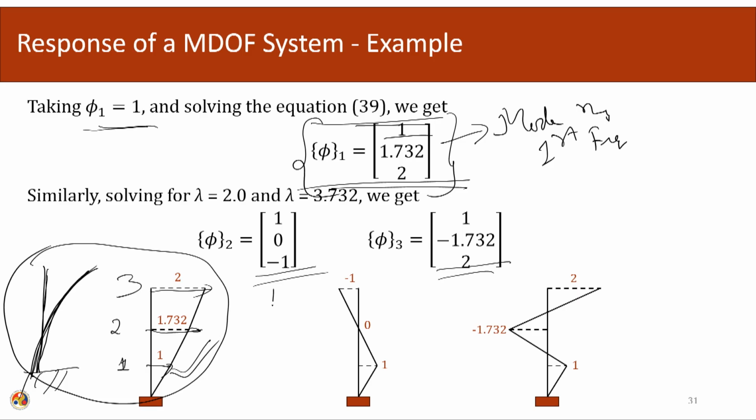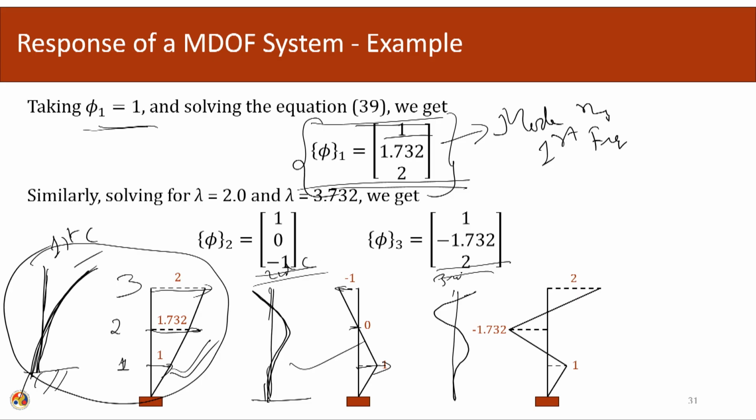For the second mode, we know that it is going to look something like this. Now if we look into the values, the first value is 1 unit this way, then 0, and then 1 unit this way. So, this intuitively agrees with this particular shape. And the third mode looks something like this. So, this is the first cantilever mode, the second cantilever mode, and this is the third cantilever mode shape.